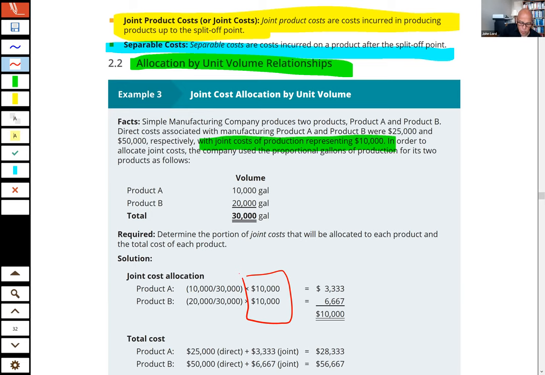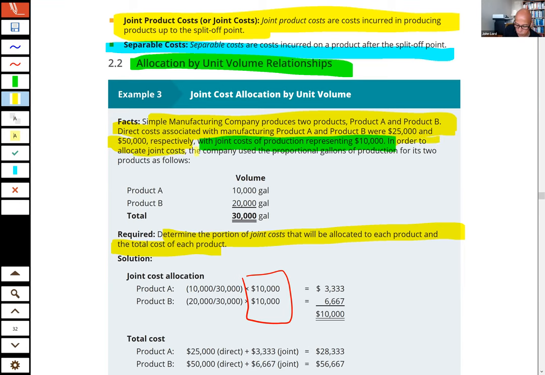Then you need to read the problem to try to understand, well, what method am I using? And in this particular case, they're telling us to determine the portion of joint cost, that 10,000, that will be allocated to each product using the volume method, okay? So what happens? We look and we have this manufacturing produces two products, and the product A and product B costs were 25,000 and 50,000 respectively. And then we have the joint cost of 10,000.